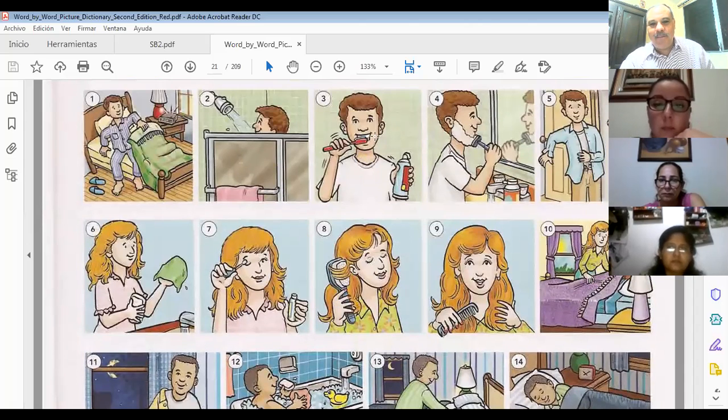And you see here, brush your teeth, because you use a toothbrush. Usa un cepillo de dientes. So brush your teeth.